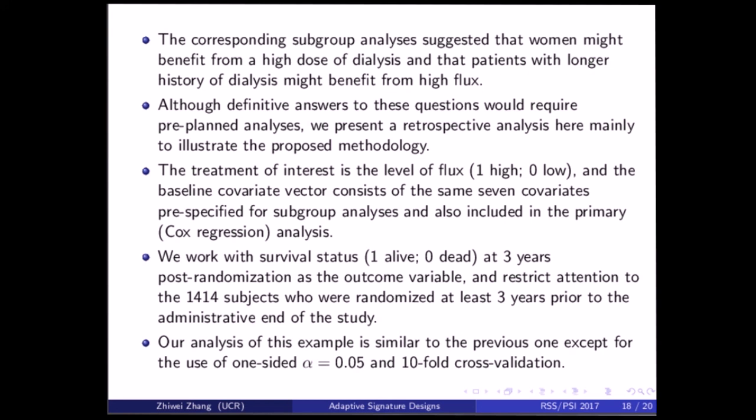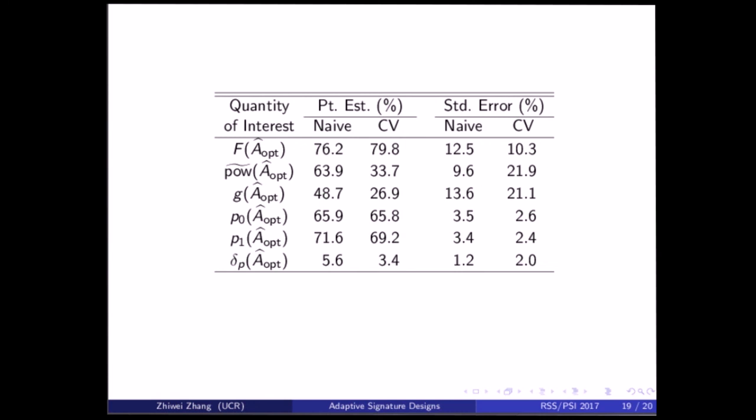For this outcome to be observed, the subject must have been randomized at least 3 years before the administrative end of the study, right? So we restrict our analysis to this subset of subjects based on randomization date. These subjects happen to have complete covariate, treatment and outcome data. Our analysis of this example is similar to the previous one, except for a higher significance level and tenfold cross-validation. And the results are summarized on the next slide in the same format as in the previous table.